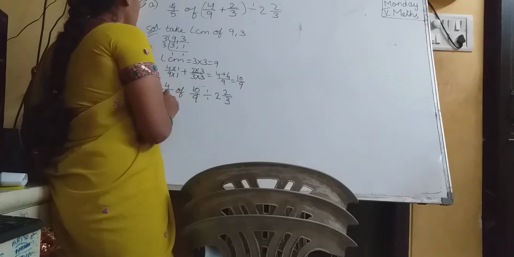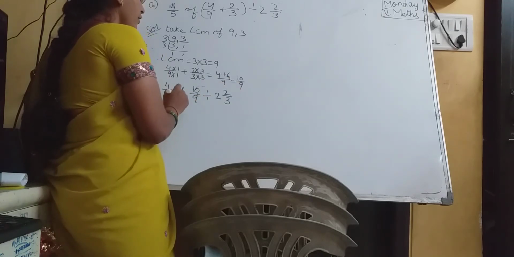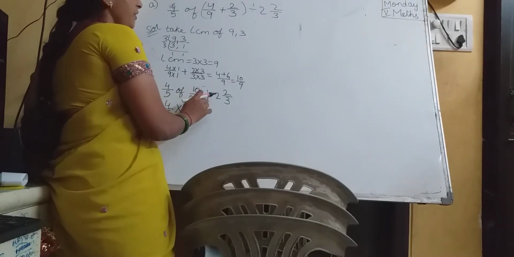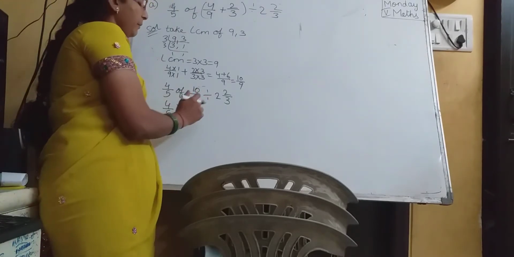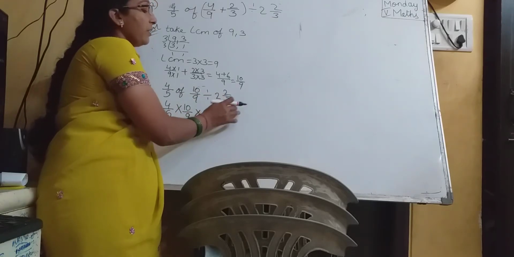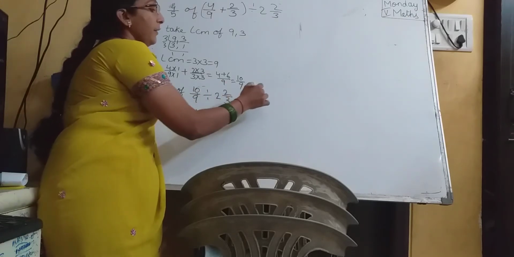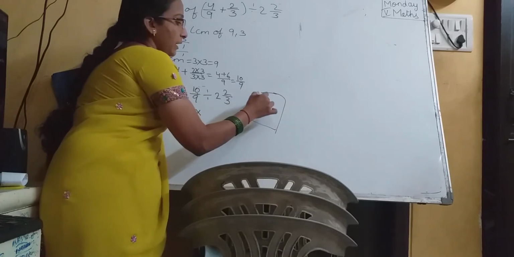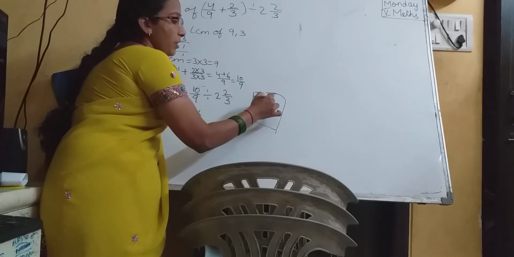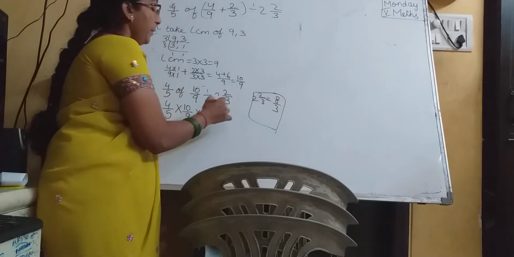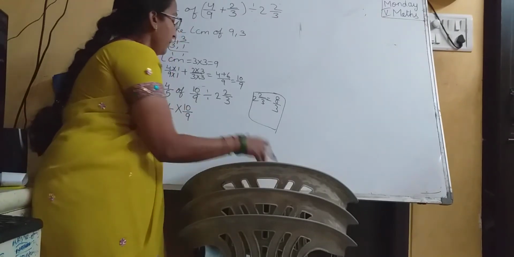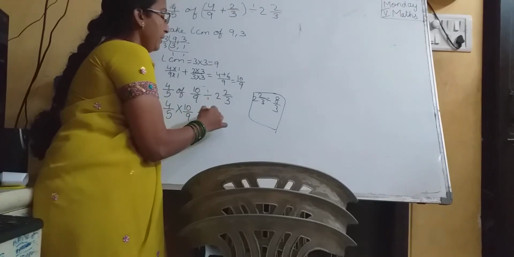So 4 by 5 of, that means multiplication, 10 by 9. Once the division is left, what do we do? First put the multiplication sign and reverse this. What was it? Here it is in a rough column, children. 2 2 by 3. 2 3s are 6. 6 plus 2, 8 by 3. 8 by 3. Yes, I'll write one more step. Divided by 8 by 3.